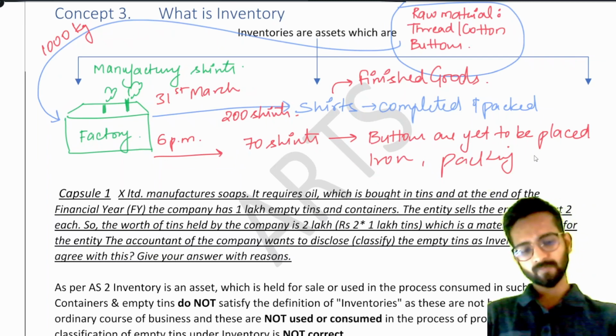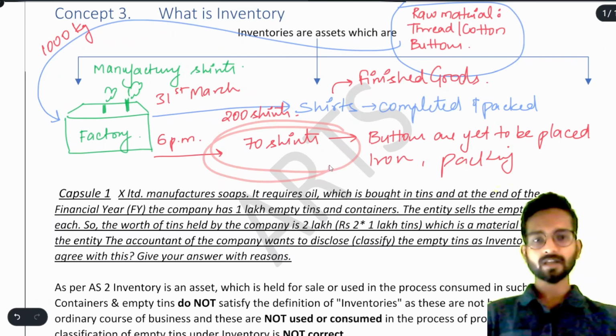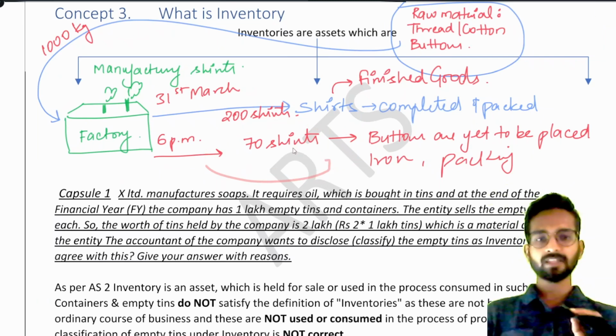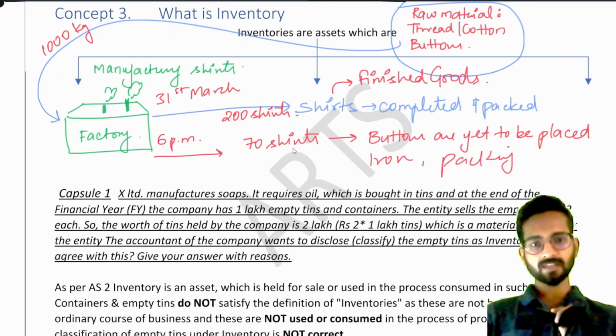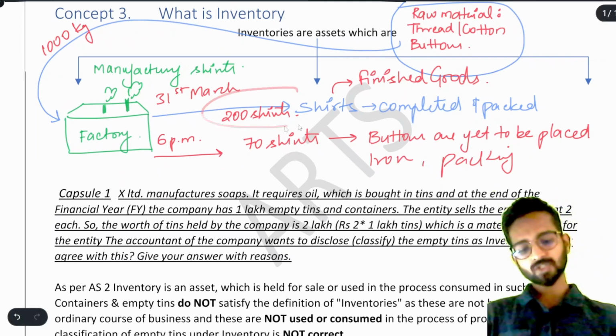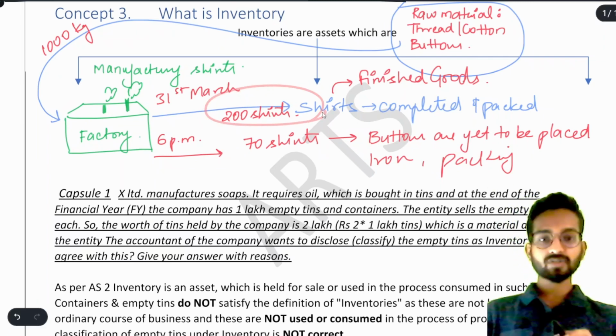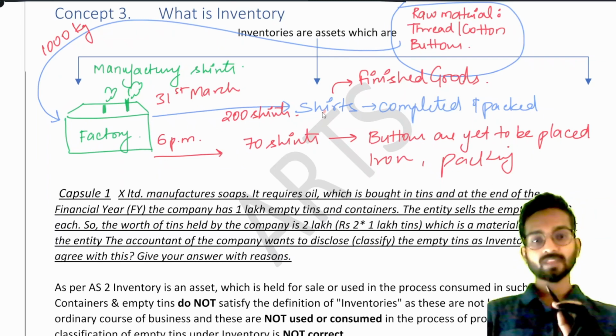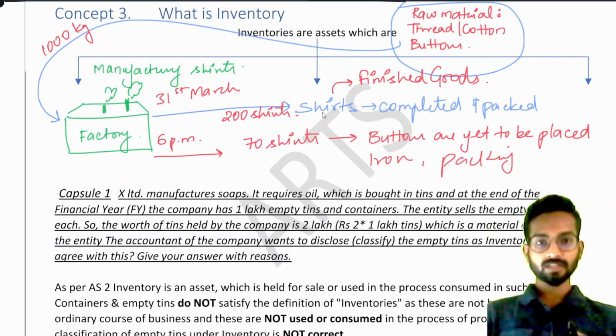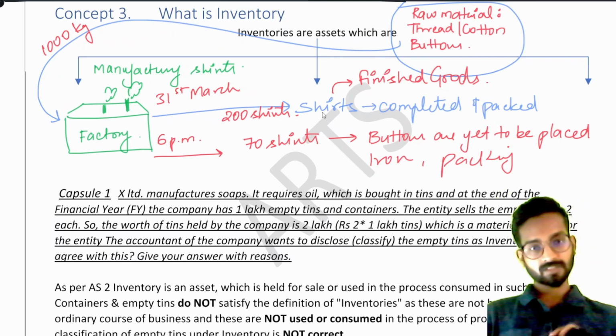Now if I tell you, just think and tell me, can I sell these shirts into the market? You will say, sir, obviously not, because buttons, iron, packing, they all are important things. Buttons are very important. You cannot sell these shirts. If I ask you, can I sell these 200 shirts into the market? You will say, sir, yes. Why? Because that is my finished goods. Can I say every good which is ready to sell is finished goods, and that will form part of inventory? So this is the first thing.